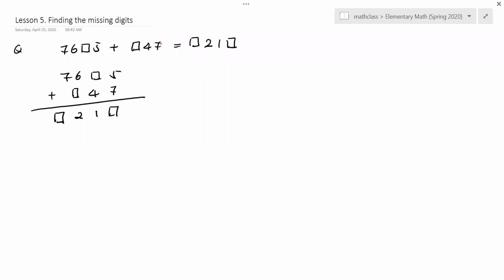Of course, 5 plus 7, right? 5 plus 7 is going to be 12. So that is the first step. You got 12, and so you got 2 here. Once you get 2, you have to add another one here.